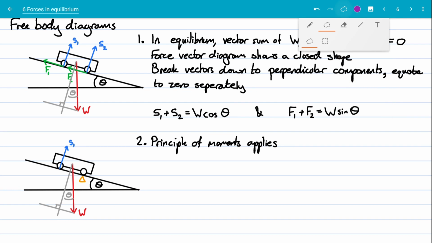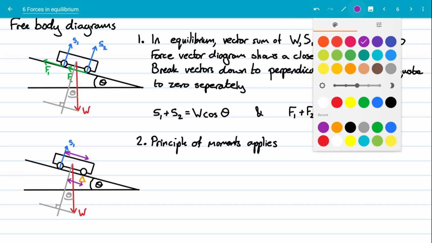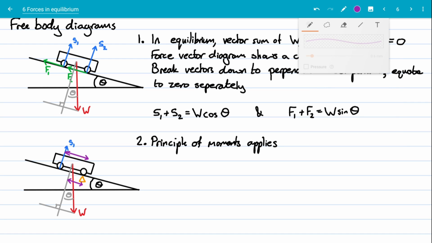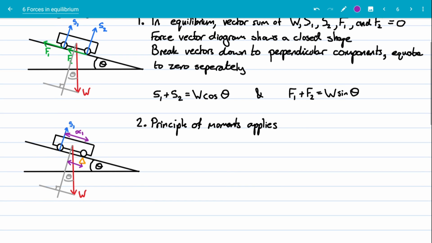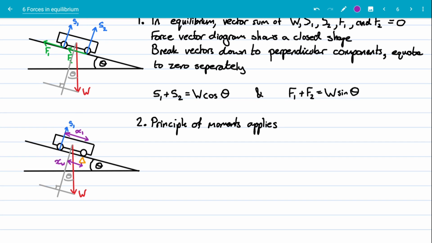So let's get purple, we need a different color. And let's say we've got some distance here. Let's label that x1. And we've got some distance here. We could label that xw or something, I guess. Doesn't really matter what we label it. So let's call that x1, the distance to 1, and let's call that xw, the distance to the center of mass. Just choosing a notation that's going to be useful.